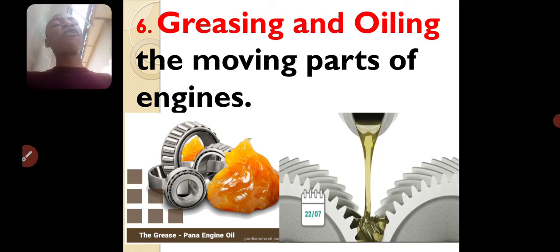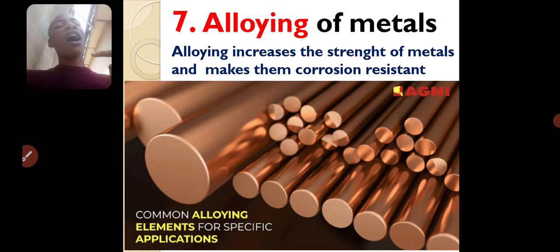Another method of preventing rusting is by alloying the metal. That is, you mix the metal with another metal. How do you alloy? You melt the metal, you melt the second metal, and you mix them together in that liquid state. Then allow them to solidify together. You call that alloying. Alloy is a mixture of two or more metals.